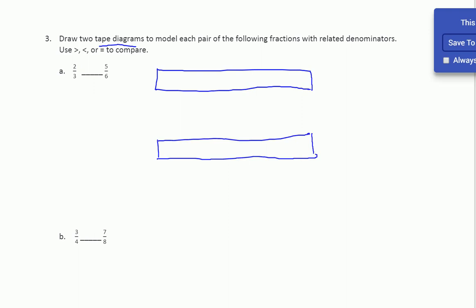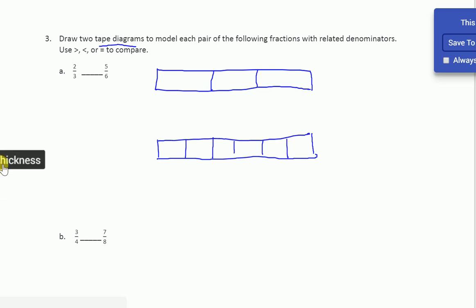The first one's going to be 2/3, and give it your best shot. 2/3. And the other one's going to be 5/6. Well, I'm going to take this third as a guideline to cut into 6. So if I use these lines, basically continue those lines down and then cut them in half again, I'm going to have 6. Okay. And we're going to have those tape diagrams.